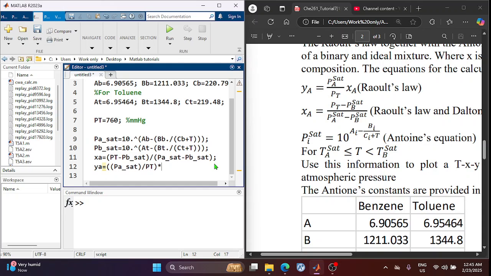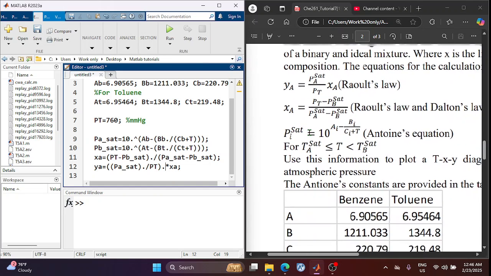Now note once again, if T is going to be a range of values, then PB sat is going to be a range of values. PA sat is also going to be a range of values. So when I'm typing out the expression with PA sat and PB sat, I still need to bring my dot indexing in there so that I don't make any mistakes. So I'll put a dot before every division sign and before every multiplication sign. So I've defined all these terms.